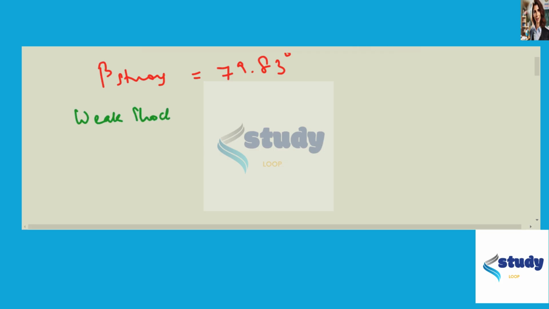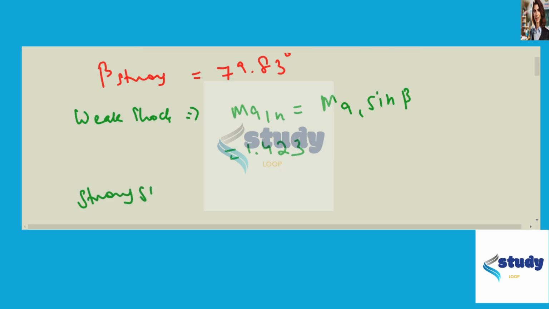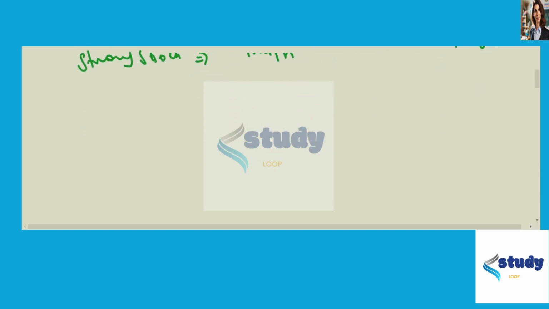Considering these two angles, we can now find, for the weak shock, Ma1n = Ma1 sin beta for weak beta, and that equals 1.423. And for the strong shock, Ma1n = Ma1 sin beta, and the value is 1.969.